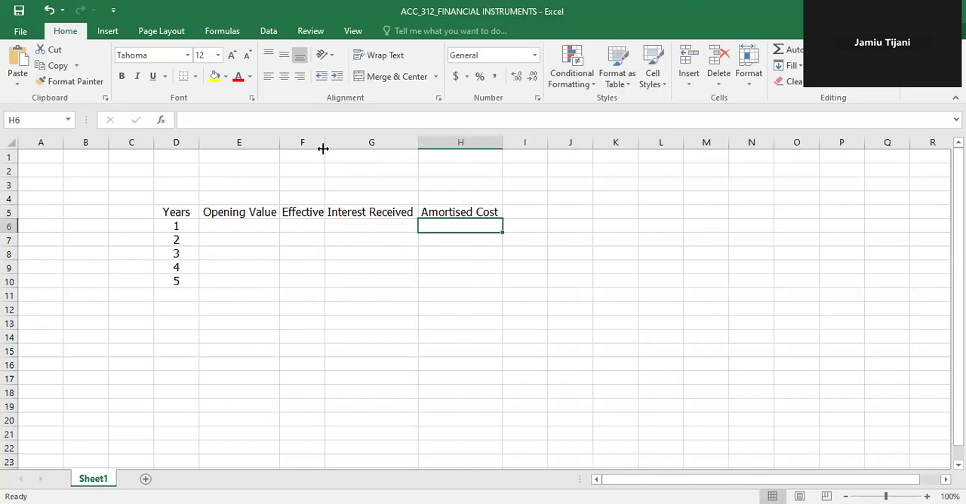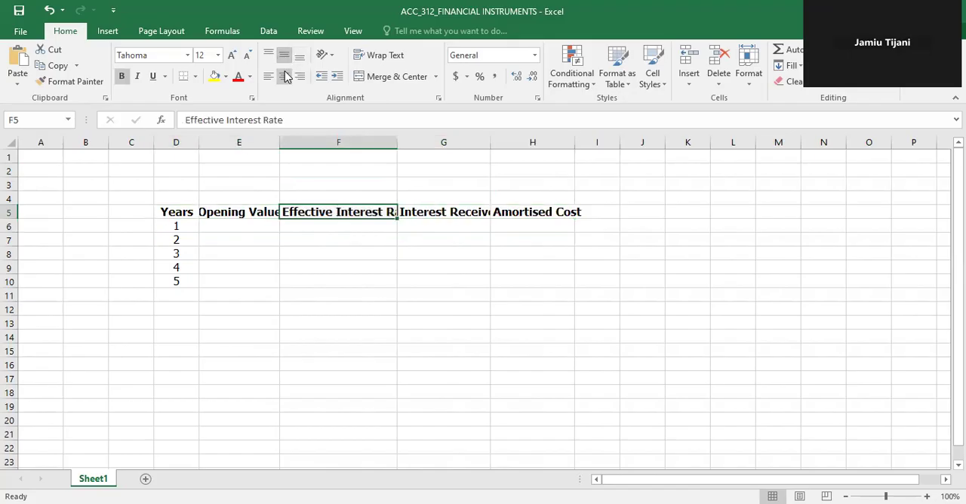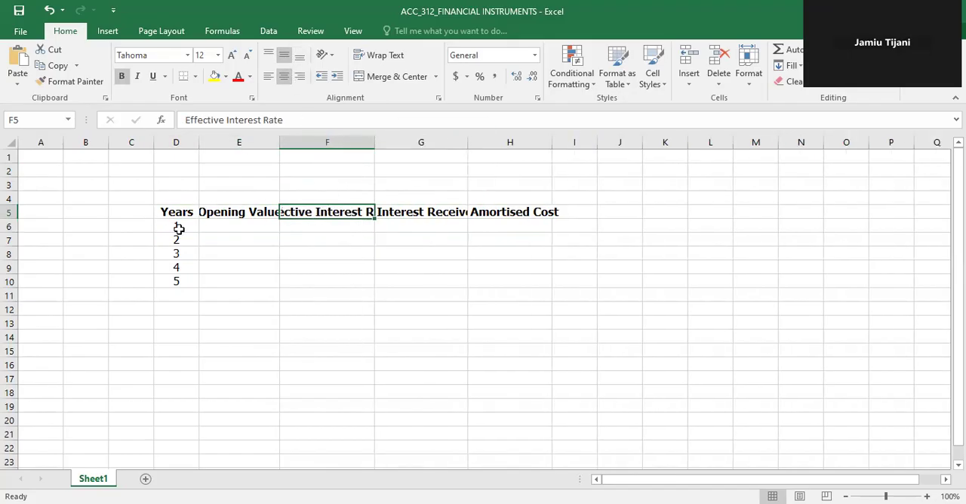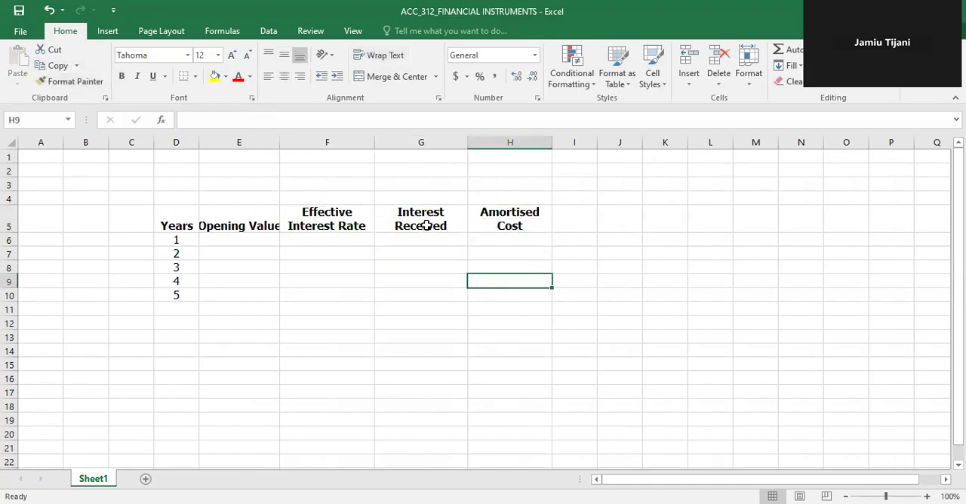So carefully, just follow what we're doing here. I bold all of this. Let me do my formatting properly to allow for clarity. I hope you're following. Good.